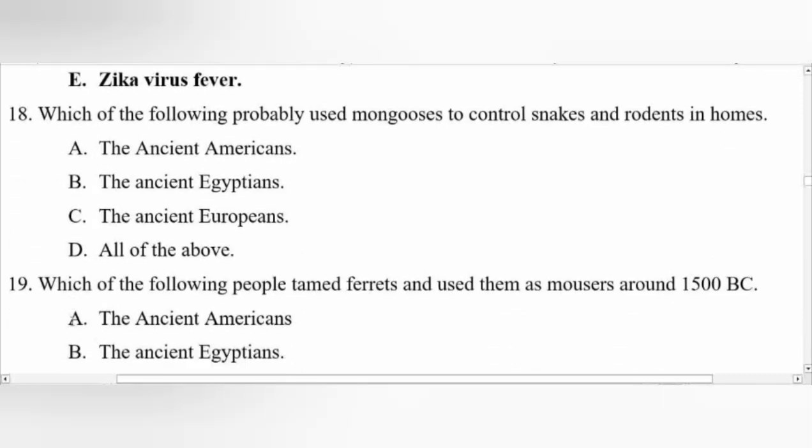Now, question number 18, which of the following probably used mongooses to control snakes and rodents in homes? The options are the ancient Americans, the ancient Egyptians, the ancient Europeans, and all of the above. Yes, we know that the ancient Egyptians probably used mongooses to control snakes and rodents in their homes.